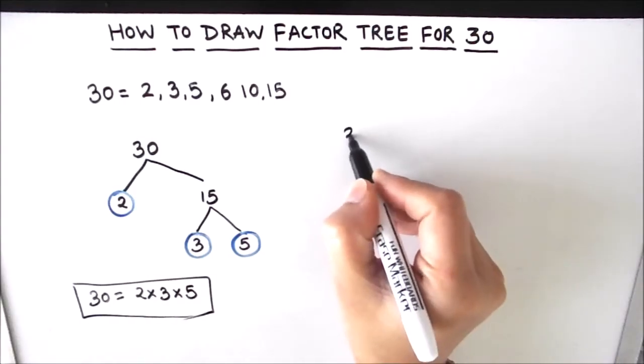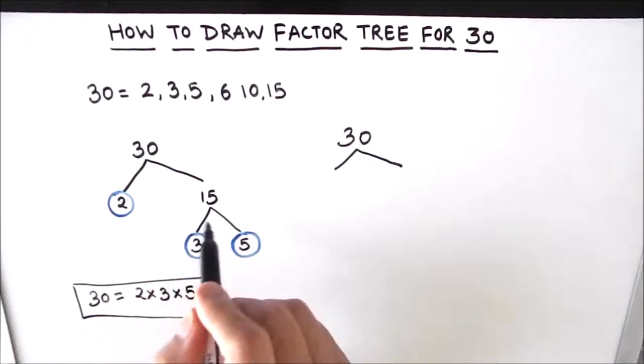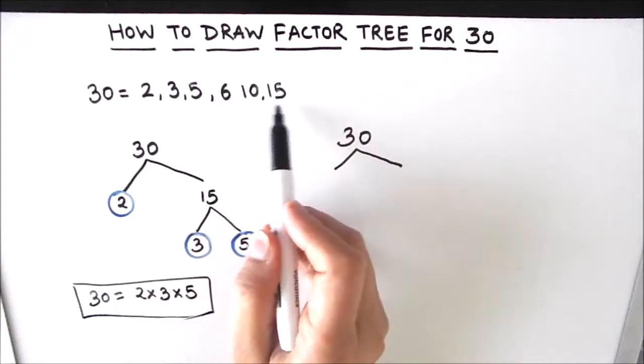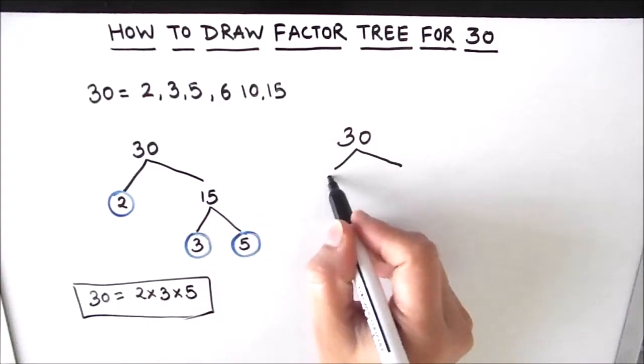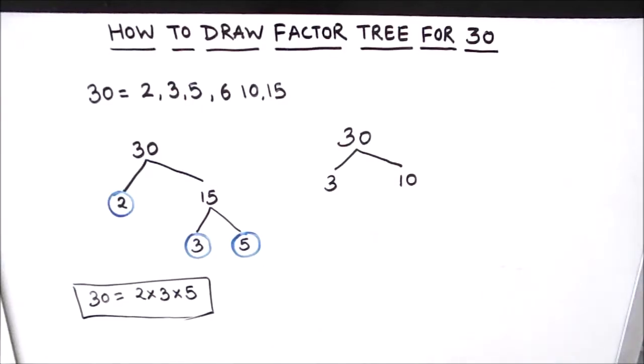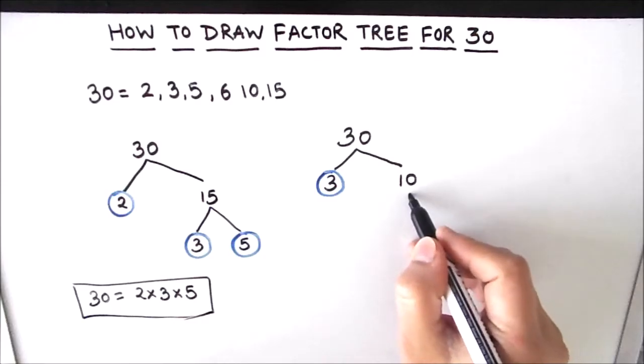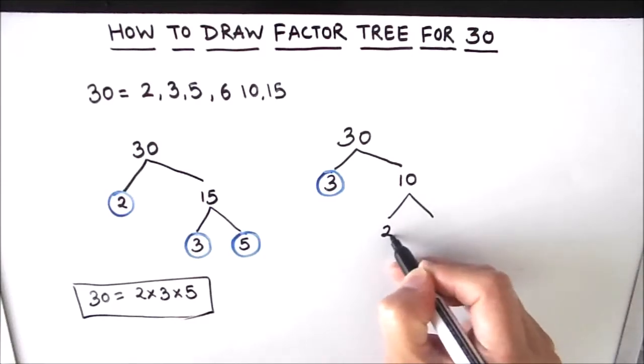So again we are going to write number 30 and we'll divide it into two factors which are not 2 and 15. We'll take two other factors. So let's take 3 and 10. 3 times 10 is 30. Here 3 is a prime number, so we are going to circle 3. And 10 can be further divided into two factors, which is 2 times 5.